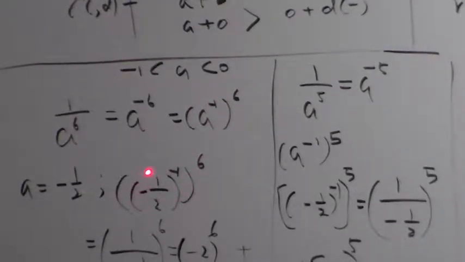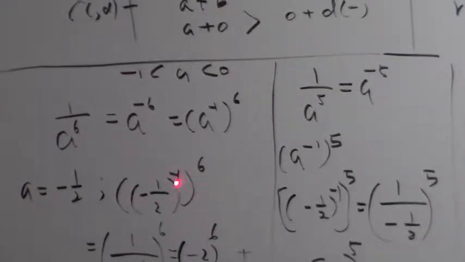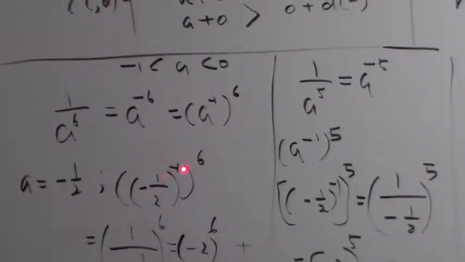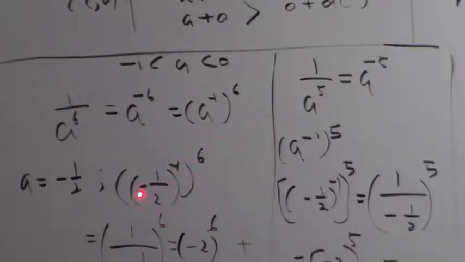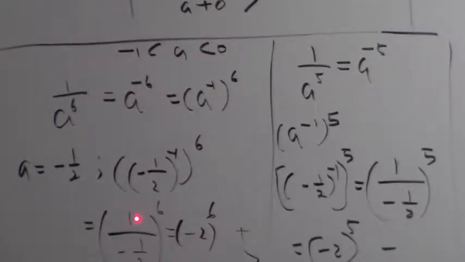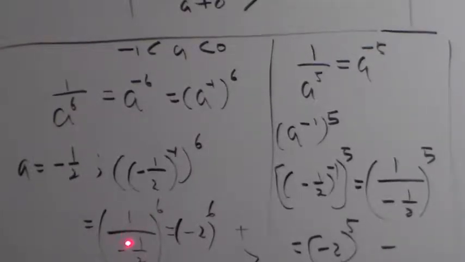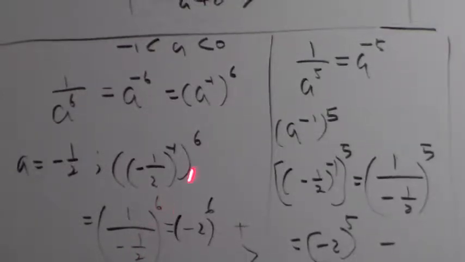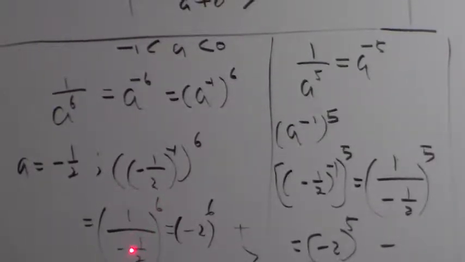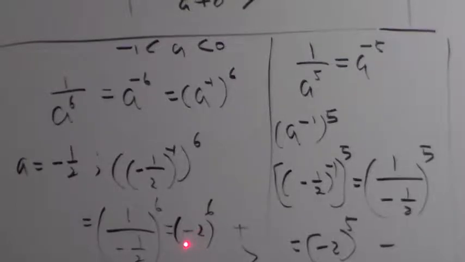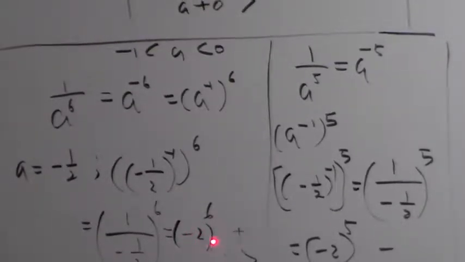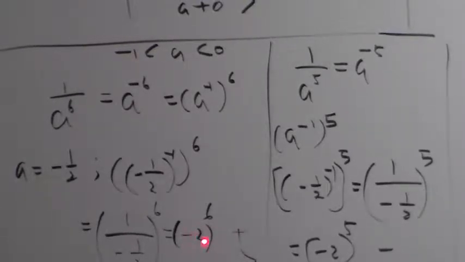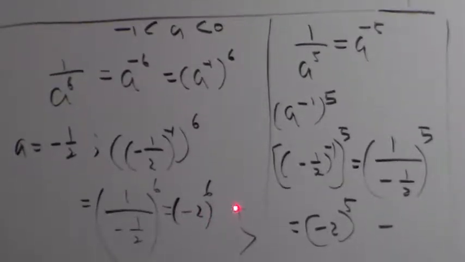So we're going to plug in minus 1.5 there, and the 6 right there. From here, this exponential, we're going to change to a fraction. So 1 over minus 1.5, correct? And 6 right there. So 1 over minus 1.5 is minus 2, right? So minus 2 to the 6th power is anyway a positive value. Okay?